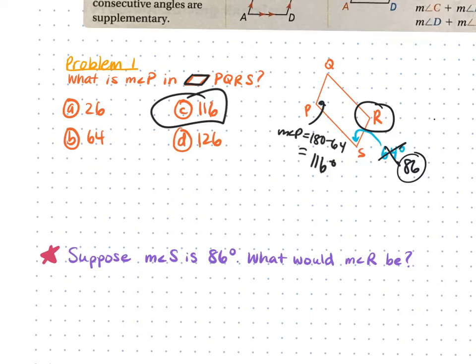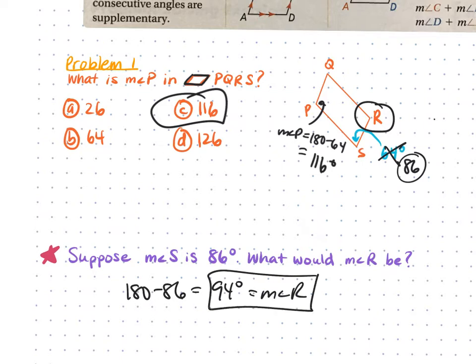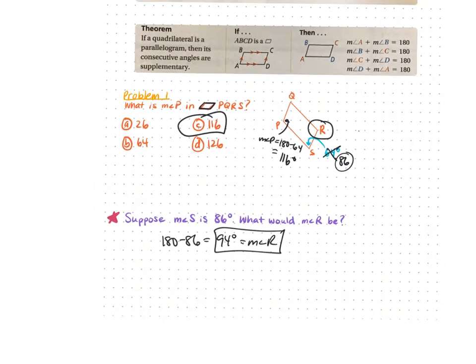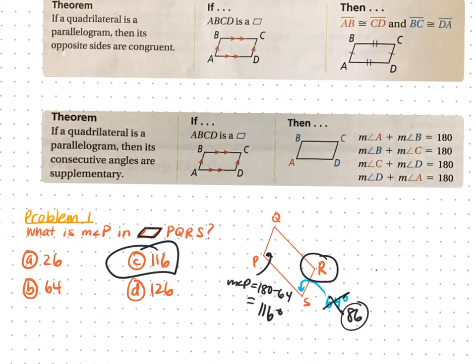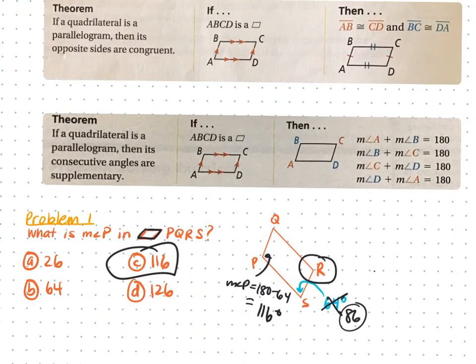Okay, again, hopefully you tried this on your own. These two angles are supplementary, so if this one is 86, they have to add up to 180. If you take 180 and subtract 86, you get 94 degrees. That would be your measure of angle R. Hopefully you got that. Go back to this theorem that if a quadrilateral is a parallelogram, then its consecutive angles are supplementary. We're going to use that theorem.